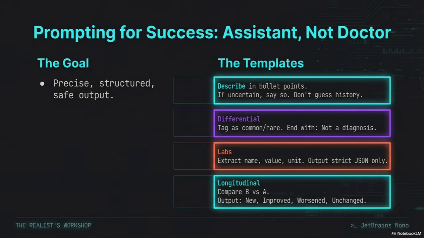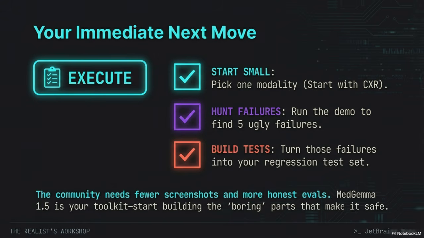Or for differential suggestions, you add caution right into the prompt. List possible explanations, tag each as common or rare, end with a mandatory sentence. This is not a diagnosis and requires clinical correlation. And for data extraction, always demand strict, verifiable JSON output. It makes your downstream systems so much easier to build.